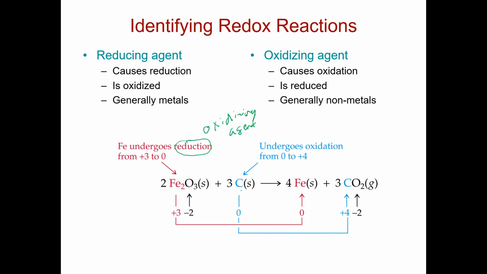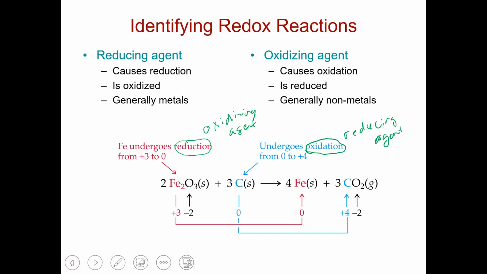Carbon, on the other hand, goes from a 0 to a positive 4. So it's lost electrons, which means that it underwent oxidation. If it underwent oxidation, it's causing something else to be reduced. In this case, it's causing the iron to be reduced. So carbon would be the reducing agent. So we will stop here and we'll pick up with some more electrochemistry in the next video.